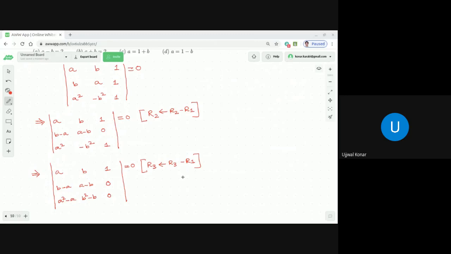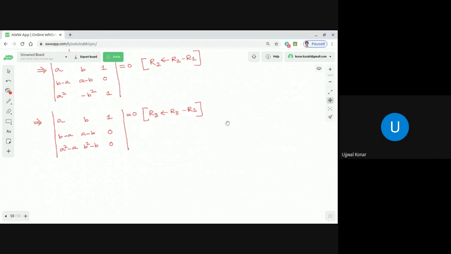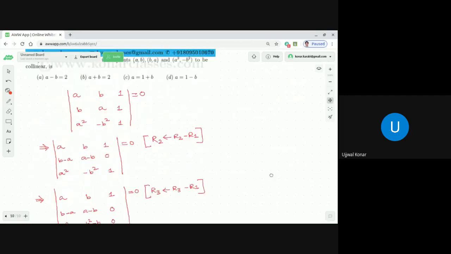Now we can expand the determinant with respect to the third column. You know why? Because we should always expand the determinant with respect to that row or that column which has the maximum number of zeros. So here we are going to expand the determinant with respect to the third column. If we do this, what we get is the determinant of b minus a, a minus b, a square minus a, b square minus b is equal to 0. Okay, now let's look into what condition you need to prove is satisfied.